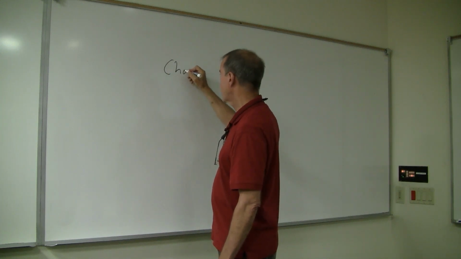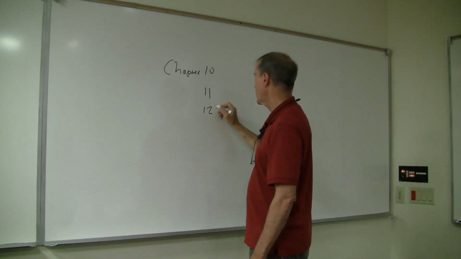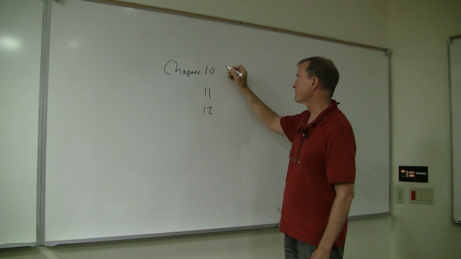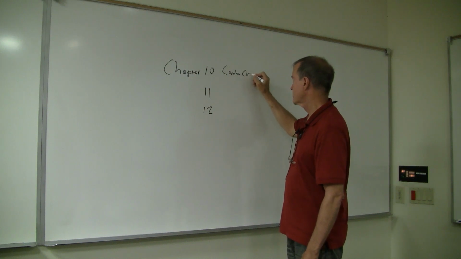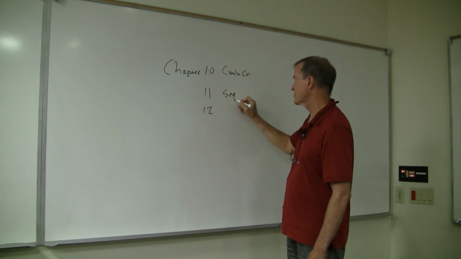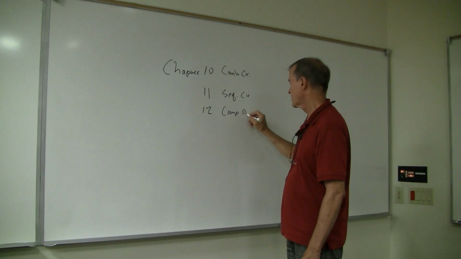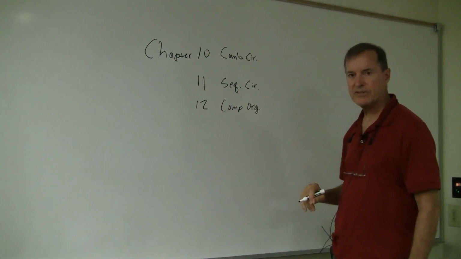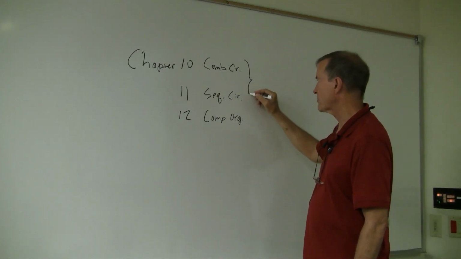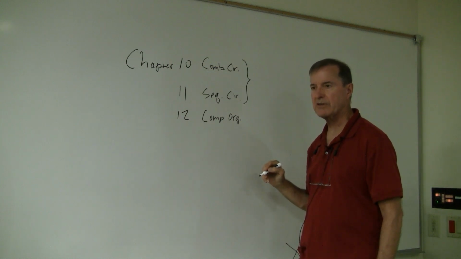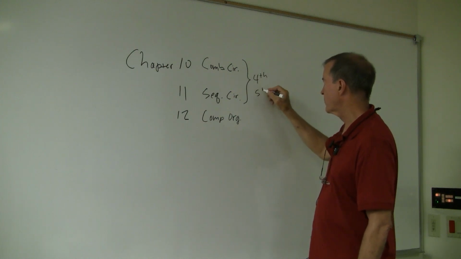So we have chapters 10, 11, and 12. Chapter 10 is on combinational circuits, chapter 11 is on sequential circuits, and chapter 12 is on computer organization. And here's how these lectures are tied into the book. As it turns out, these two chapters are virtually unchanged between the 4th edition and the 5th edition. So this is like 4th, 5th.